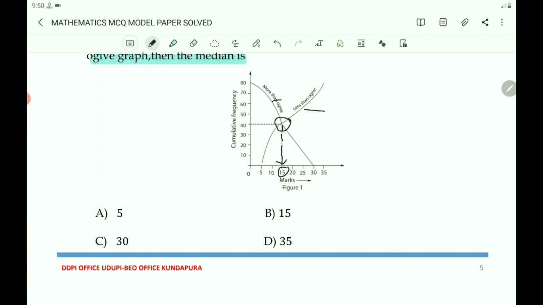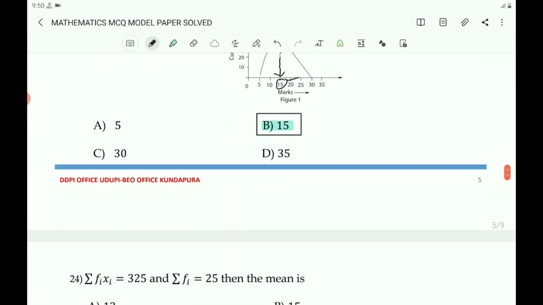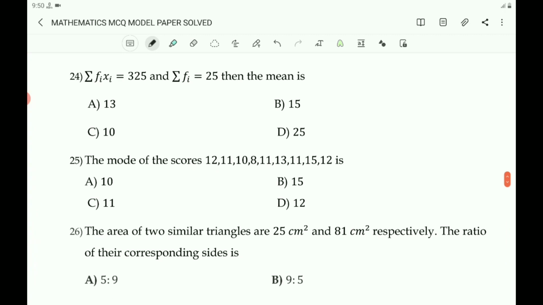What is the median here? The median is 15. So the answer is option B. Here 15 is the x coordinate of that intersecting point. So B, 15 is the median. Next you take question number 24.